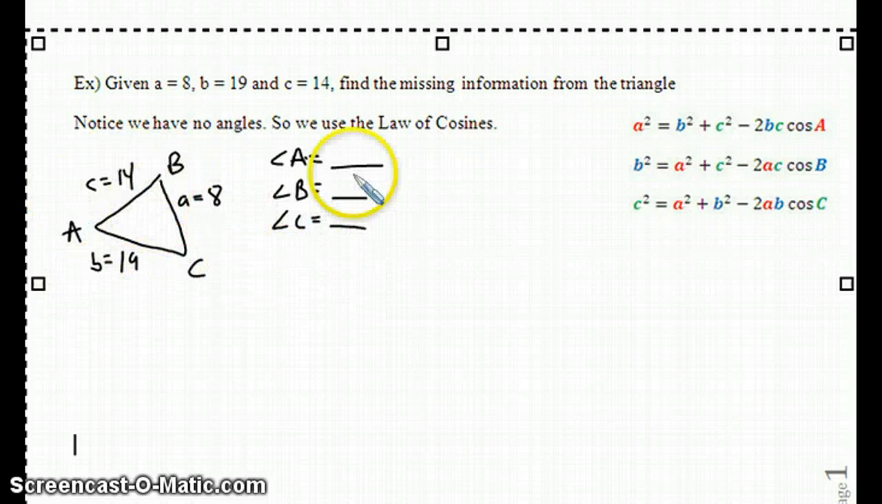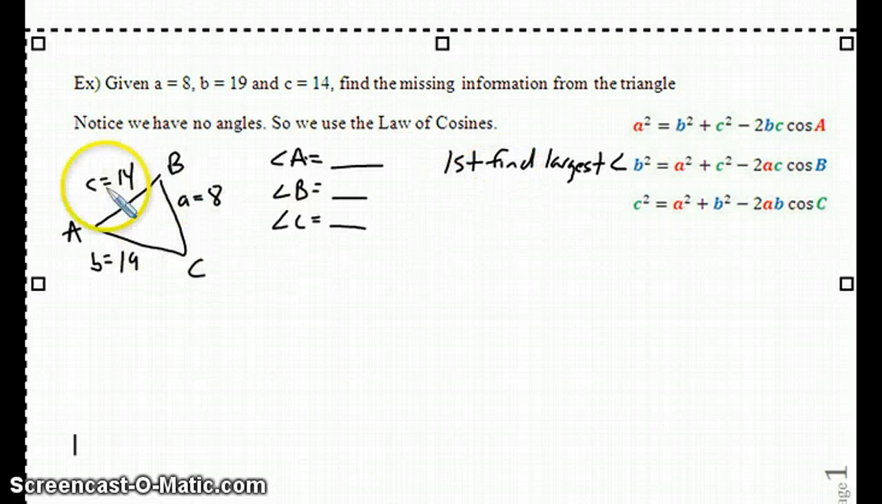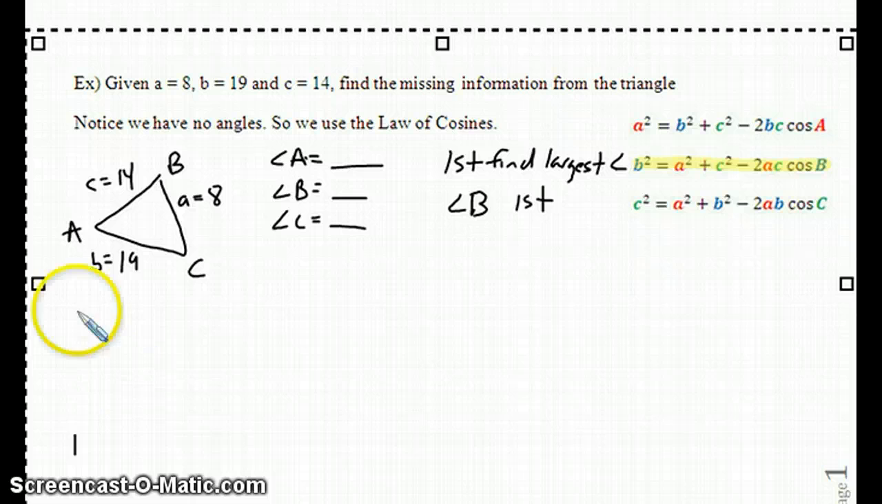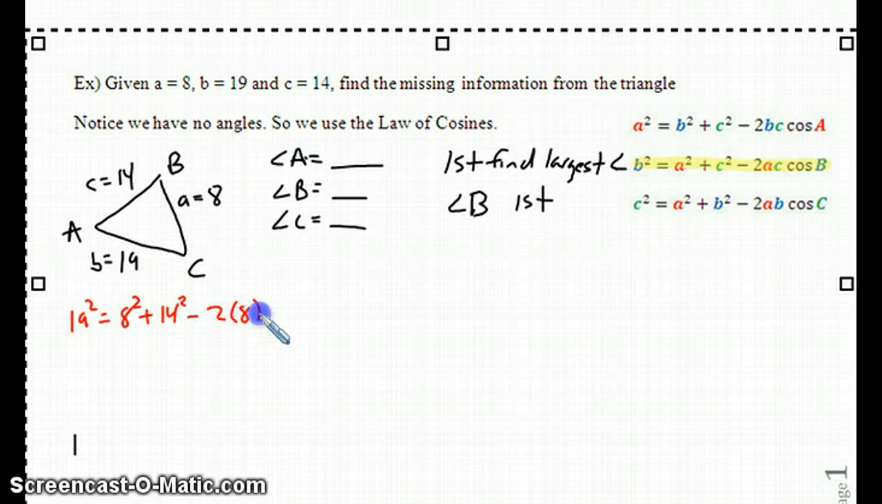Now remember, I said when you do this, try to first find the largest angle. And in this problem, since B is the largest side, the largest angle would have to be B. So we want to find B first. So that means if I'm trying to find B first, I have to use this version of the formula. So let's go ahead and do that. So B squared, which is 19 squared, equals A, 8 squared, plus C squared minus 2 times A times C times the cosine of B.